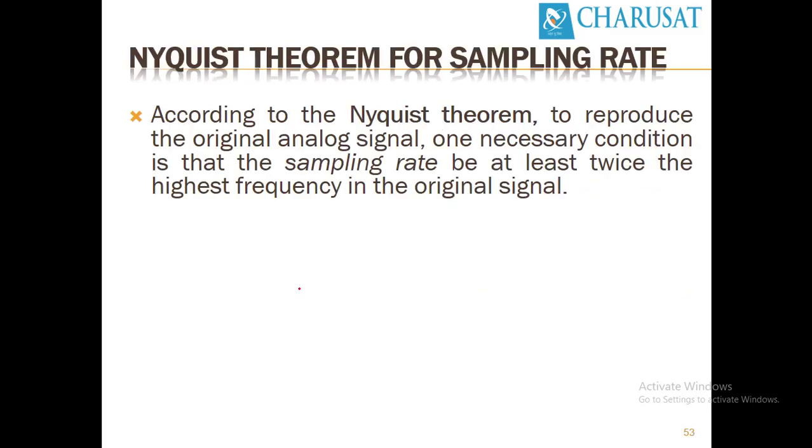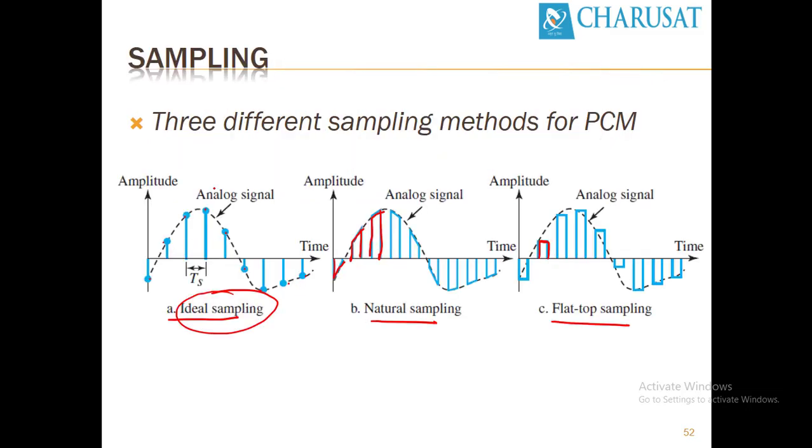So what must be the sampling rate? If this is the analog signal, what must be the value of TS? In other words, how many samples should we take? Over here 1, 2, 3, 4, 5, 6, 7, 8, 9. 9 samples are generated. So how many samples should there be so that at the receiver end we can regenerate the same signal?